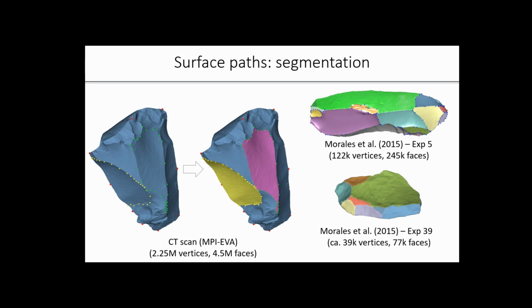This is a very high resolution scan containing about 2.3 million vertices and 4.5 million faces. So in this kind of scan, the protocol works quite well, but it also works quite well on lower resolution scans. So these are from the dataset published by Morales et al. in 2015.